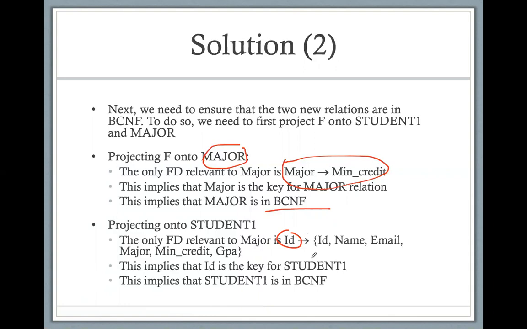I can now move on to another table in the database, check if it's in BCNF or not, and if it's not, normalize. Okay, questions? Good.